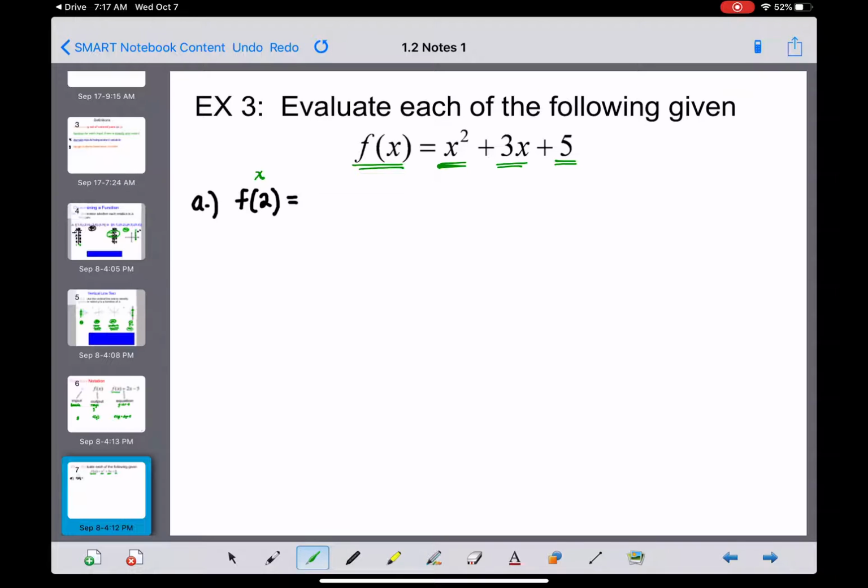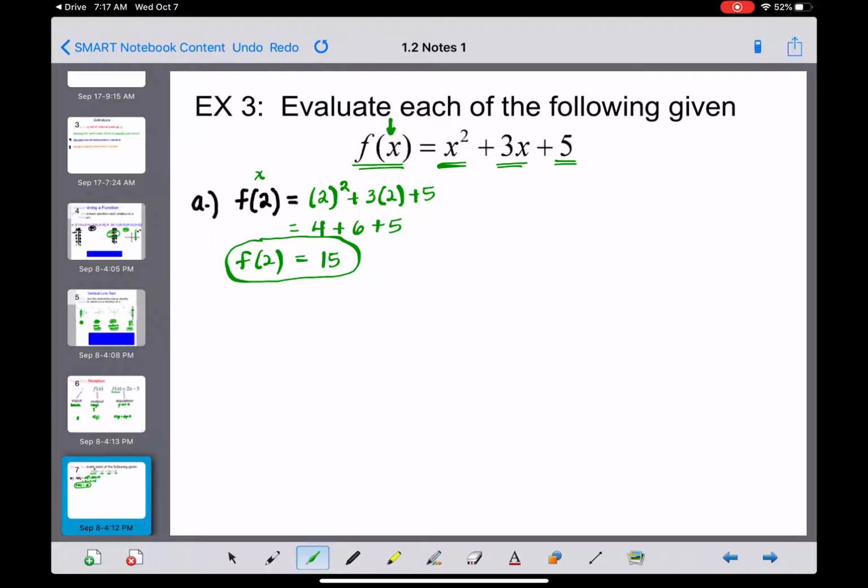Okay, it's in place of this x right here. So everywhere we see an x, we're going to sub in a 2. Now I'm going to put it in parentheses so I don't make an error there. So we have 2 squared plus 3 times 2 plus 5. And then we're going to use order of operations, or you can use your calculator to simplify this. So exponents first, so 2 squared is 4, 3 times 2 is 6, and we're going to add those together. So we have f of 2 is equal to 15.